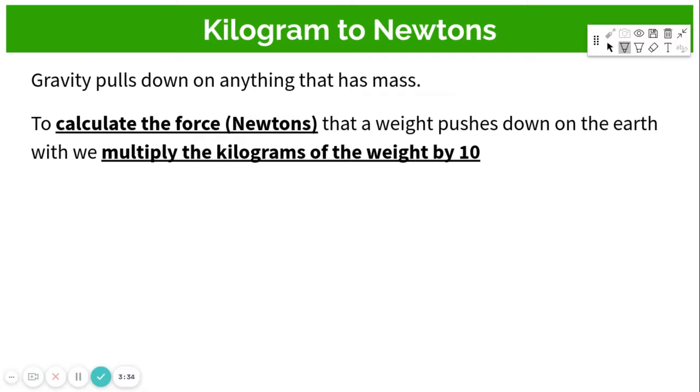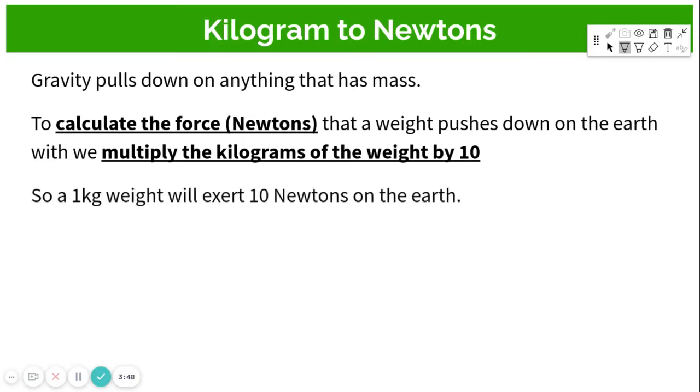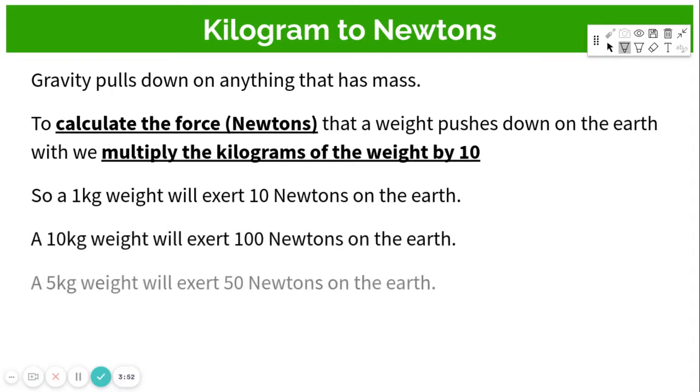Now remember, this only works for the force of gravity pulling down. We can't work out how hard a soccer ball hit you, or how hard a soccer ball is pushing on your face, if we times the weight of the soccer ball by 10. That's not how it works. It's only when we're calculating the force gravity is pulling with. So 1 kilogram is 10 newtons, 10 kilograms is 100 newtons, and 5 kilograms is 50 newtons.